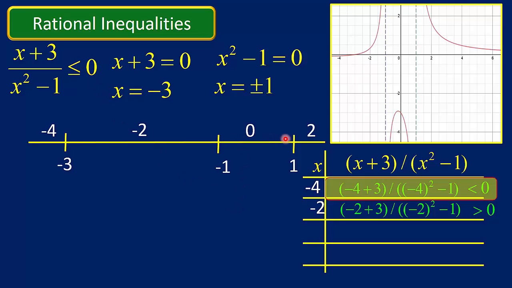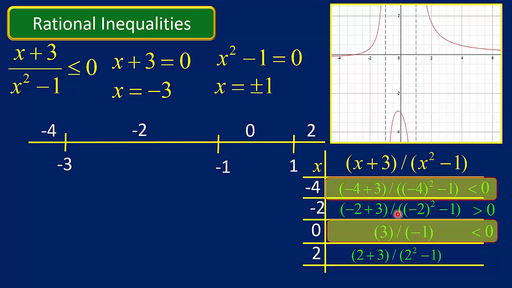Then I test this region, between the asymptotes. I plug in the 0, and I get 3 over -1. See, if I put a 0 in for the x, that's what I get. That's definitely negative, so that's part of my solution region. So my solution region is over here and here. Now, finally, I'm going to test the 2. And we can see from the graph that's above the axis, but let's go ahead and test it. 2 plus 3 over 4 minus 1, well, that's definitely positive.